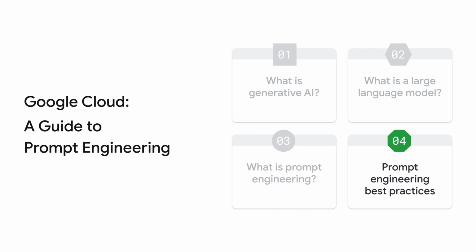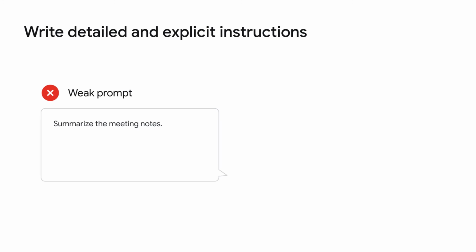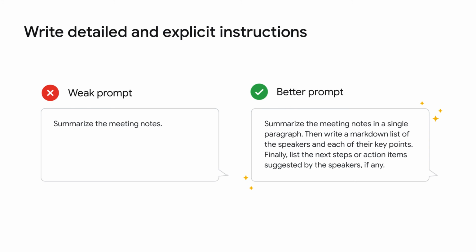Now that you've had a chance to explore what GenAI is, what large language models are and how they're trained, and what prompt engineering is, it's time to explore some prompt engineering best practices. The first best practice is to write detailed and explicit instructions. The more vague the prompt, the more chance the model will produce a result that is not usable. Be clear and concise in the prompts that you feed into the model.